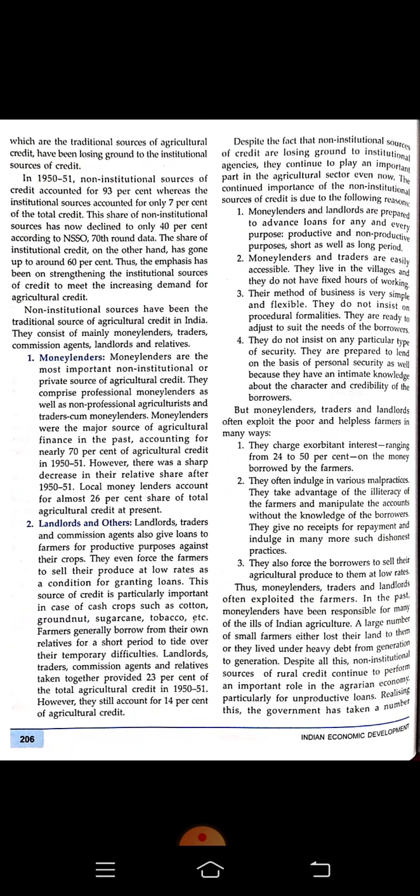One is the money lender. The money lender is the most important non-institutional or private source of agricultural credit. Next, the second most important are the landlords and others. Landlords, traders, and commission agents also give loans to the farmers for productive purposes against their crops.